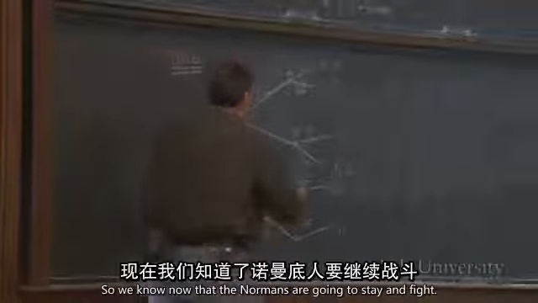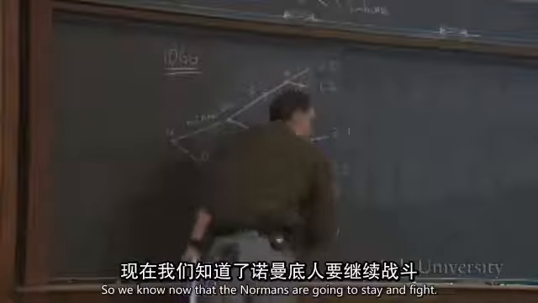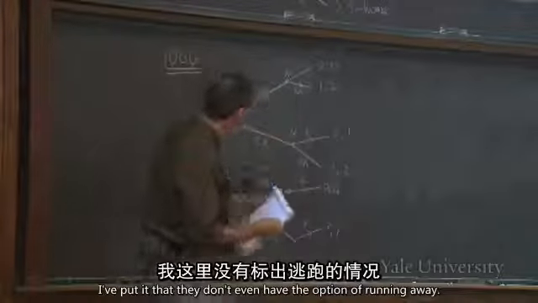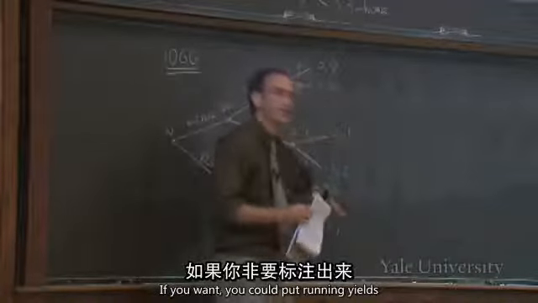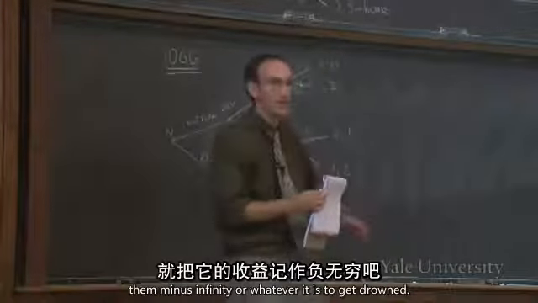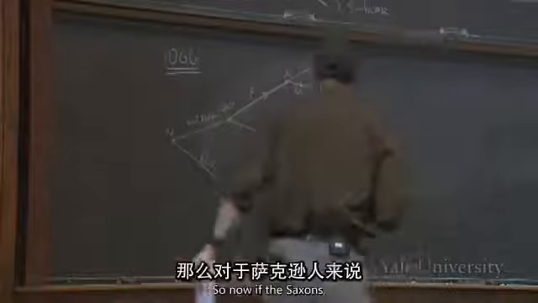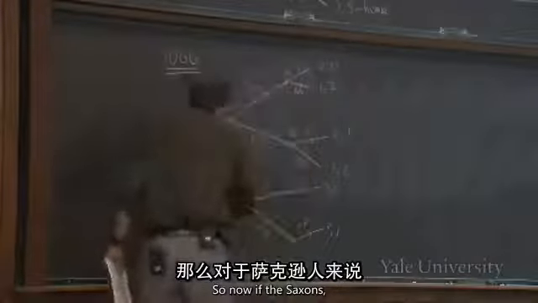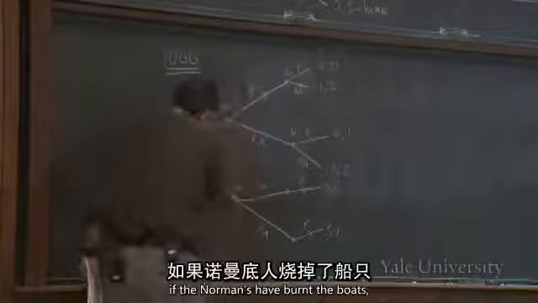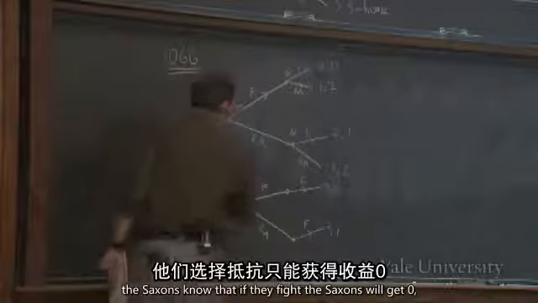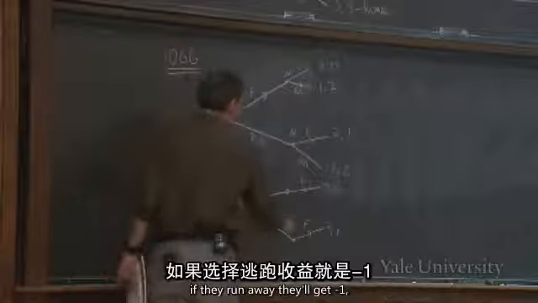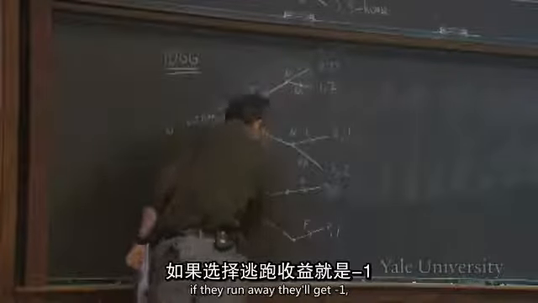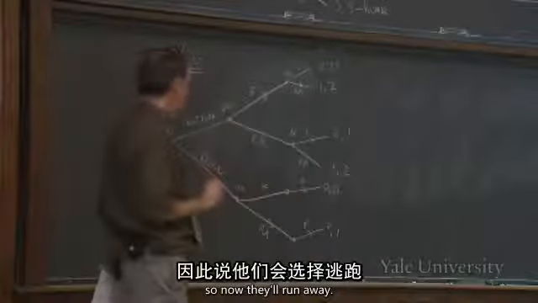All right, so we know now that the Normans are going to stay and fight. That's all that's available to them. I put it that they don't even have the option of running away. If you want, you could put running away yields them minus infinity or whatever it is to get drowned. All right? So now, if the Normans have burnt the boats, the Saxons know that if they fight, the Saxons will get 0. If they run away, they'll get -1. So now they'll run away.